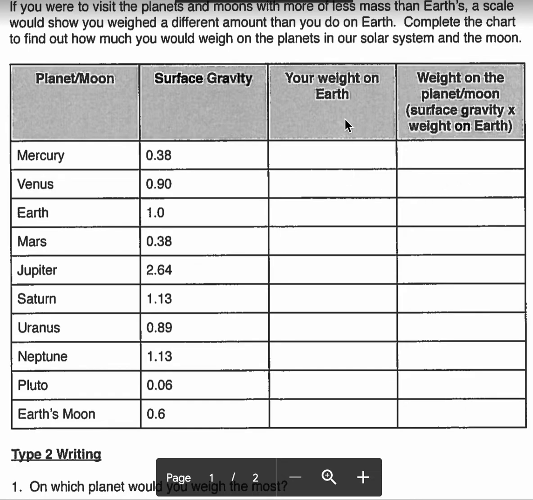So if it was 100, so your weight on Earth, this whole thing is going to be your actual weight, okay? And so if you choose 100 as your actual weight on Earth, you can just fill all of these in with 100. And then all you have to do is multiply this times your weight, and you get your weight on that planet. So on Mercury, you would have 0.38 surface gravity, which is smaller than that on Earth. If you multiplied that times 100, you get 38 pounds. So you would weigh 38 pounds on Mercury.